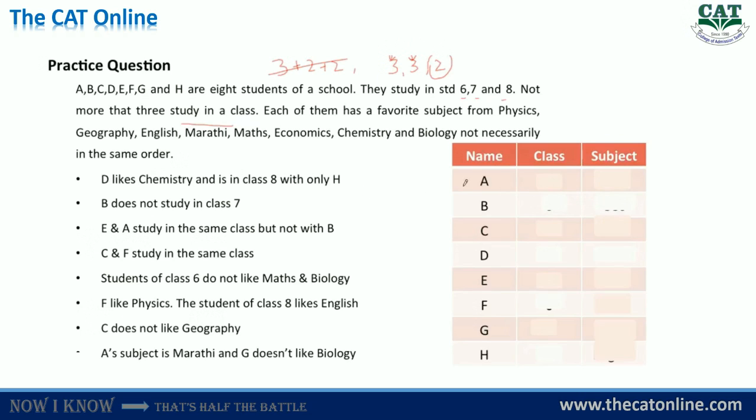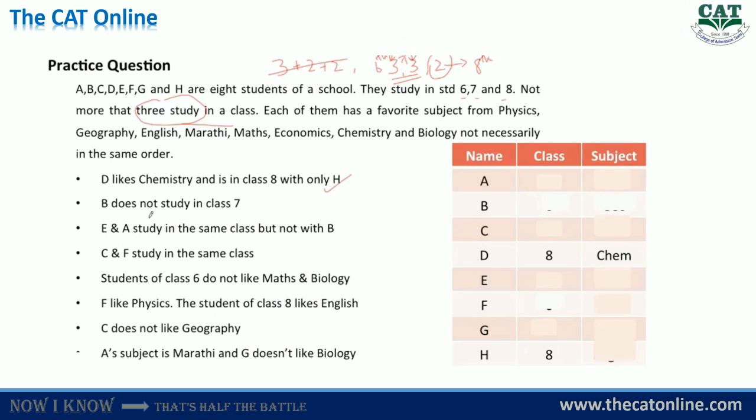Semi-final information could be written in the rough space over here, in this space, or over in this space. So let's see. D likes chemistry and is in class 8 with only H. So D likes chemistry and is in 8th class with H. It means there are only 2 students studying in class 8. So these 2 students are in class 8th. It means 6th and 7th have 3 students each. So with this information and this information, you can count that 6th and 7th class have 3 students each and grade 8th has 2 students.